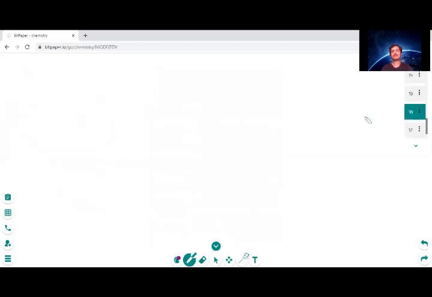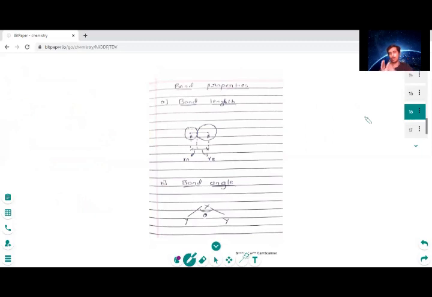Next we will see, we have seen different bonds now. We have seen ionic bond, we have seen covalent bond, and we have seen how to write those bonds. So let's see different properties of bonds. First, let's see bond length.